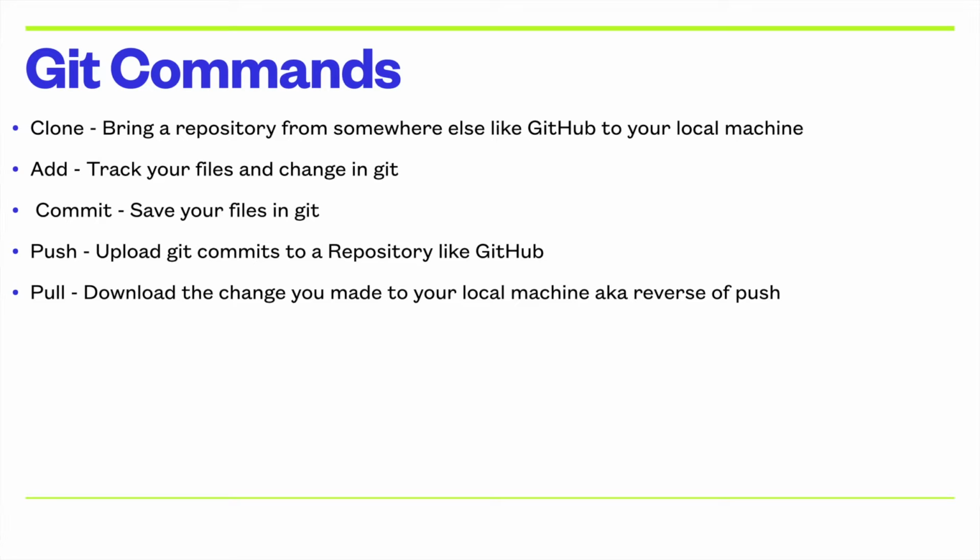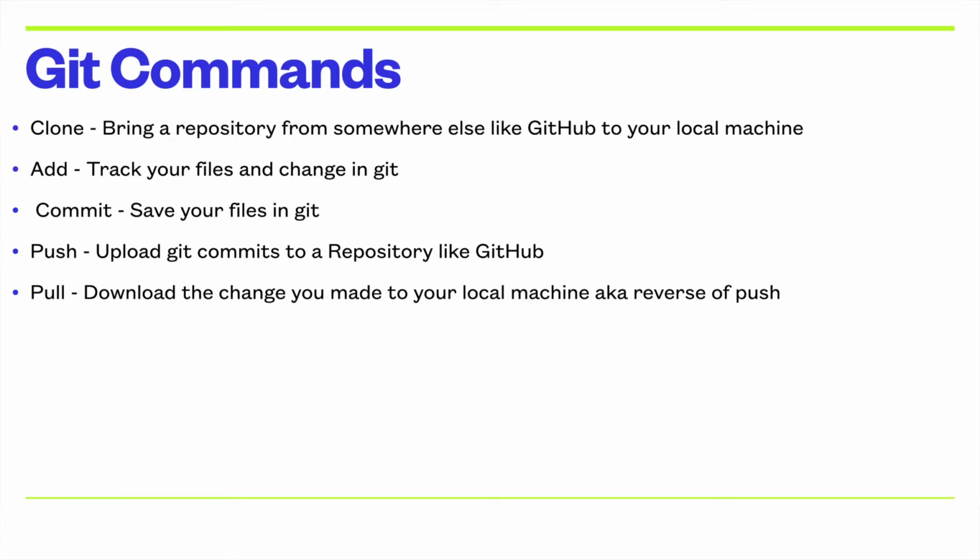I'm going to use clone first. So what will this clone do? It will bring a repository from somewhere else like GitHub to your local machine. Example, you have a code here. You don't have it in your local machine, but you have it in your GitHub repository. Now I want to bring that particular repository from GitHub to your local machine. So how can we do that? We can use clone.